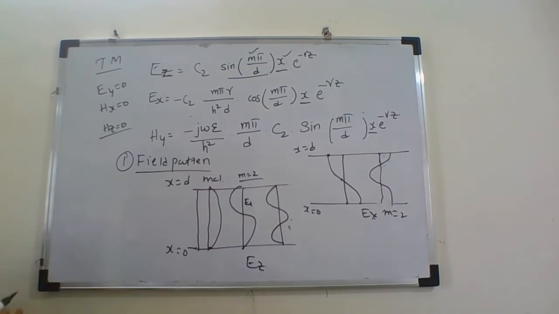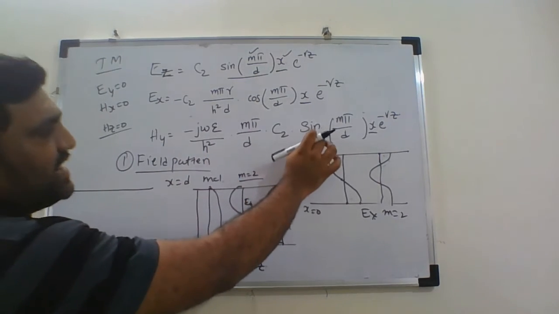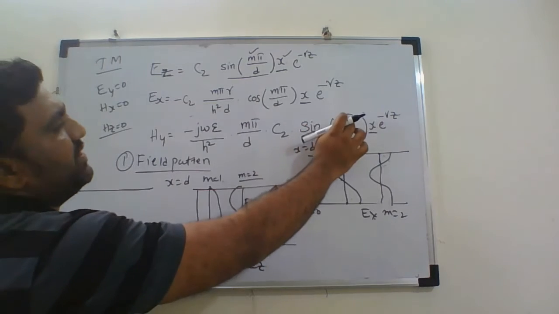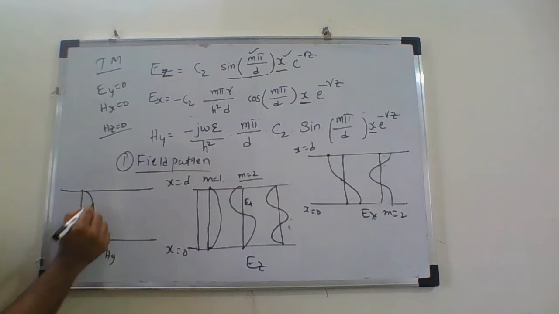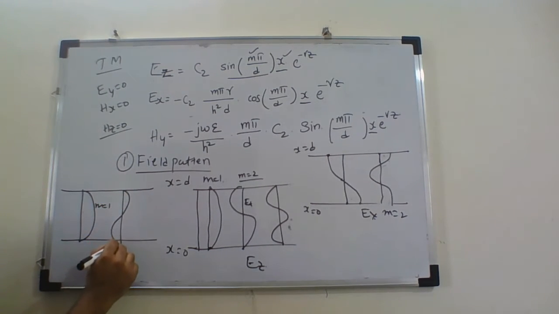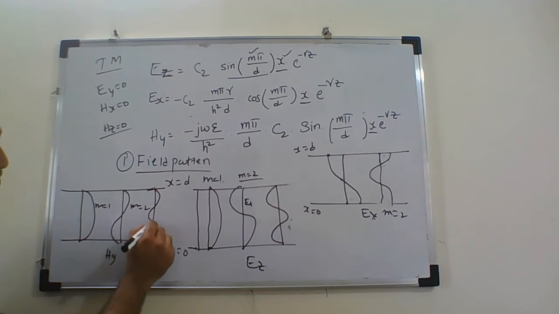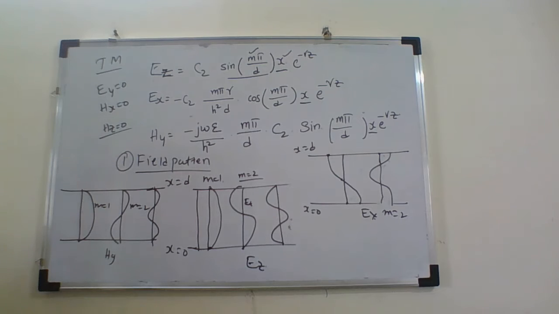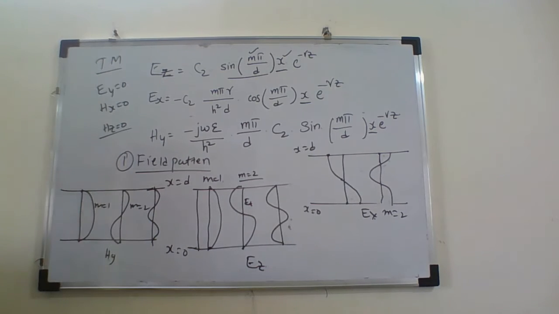Now, the third case is for Hy. Again, this is also a sinusoidal variation. See here, sin m pi by d. So again this is the same. For m equal to 1, I will get 1 half cycle. For m equal to 2, I will get 1 full cycle. For m equal to 3, I will get 3 half cycles. Based on the m value, Hy will vary as a sine function. So this is the variation of Hy.